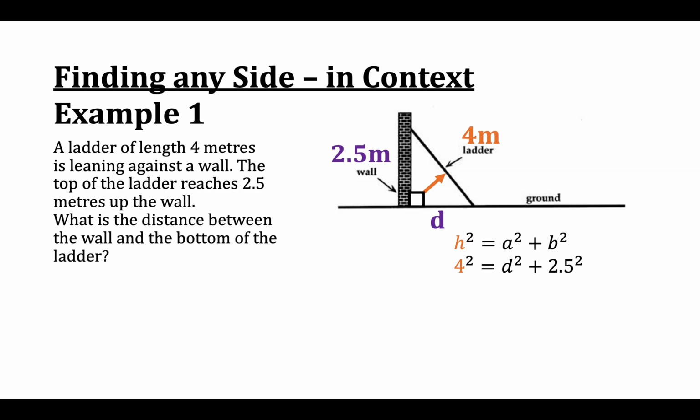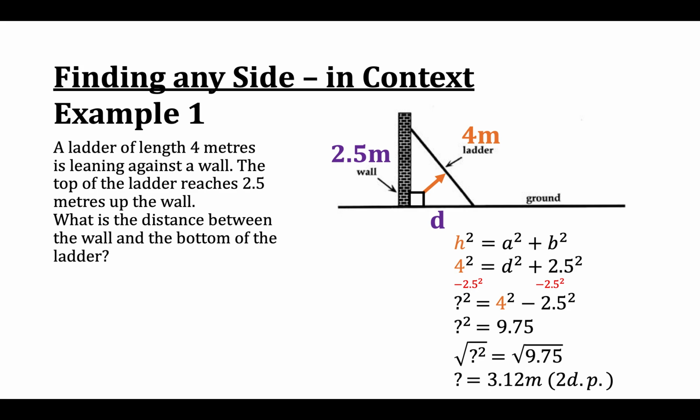Now we need d eventually to be the subject of our formula, so at the moment that's d squared we need, but there's a 2.5 squared being added onto that, so we need to subtract our 2.5 squared from both sides to give us d squared is equal to 4 squared minus 2.5 squared. Then we can calculate that, and that gives us 9.75. Square rooting both sides gives us d being equal to 3.12. We're working in metres, and I've rounded my answer to 2 decimal places.